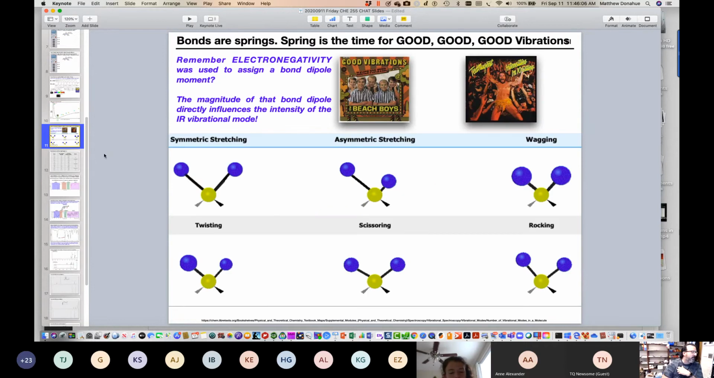So that leads me to the next slide here. Bonds are springs. In spring is the time for good vibrations. So we got the Beach Boys here. We got Ted Nugent, Intensity in 10 Cities. So IR leads to perturbation of the dipole moment. So that bond dipole moment, as the light hits it, it makes it either intense or weak.